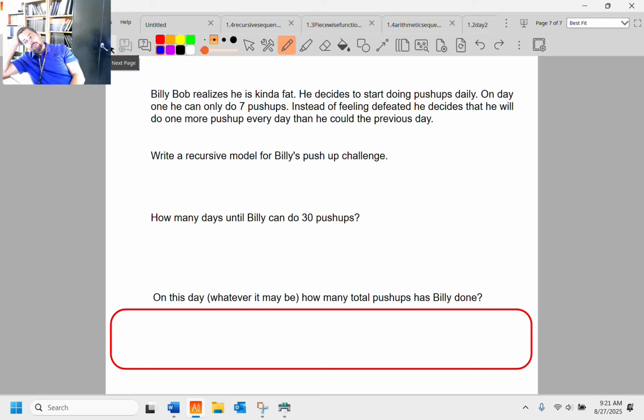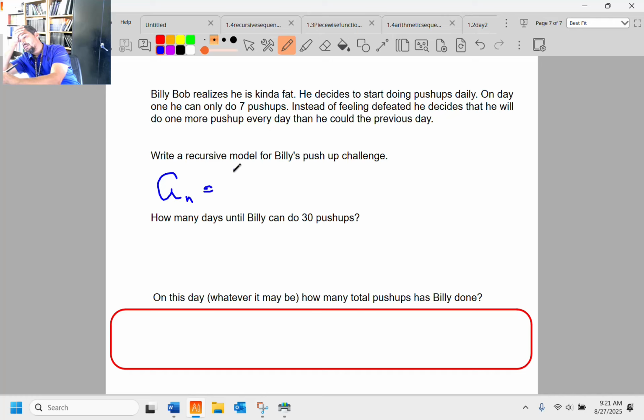All right, Billy Bob realizes he is kind of fat. He decides to start doing push-ups daily. On day 1, he can do only 7 push-ups. Instead of feeling defeated, he decides that he will do 1 more push-up every day than he could the previous day. So every day he's going to add a push-up. Like day 2, he's going to do 8. Day 3, he's going to do 9. Day 4, he's going to do 10. He did a very realistic goal there. Now, he will not be able to keep that up indefinitely, but he'll be able to keep it up for quite a while. Write a recursive model.